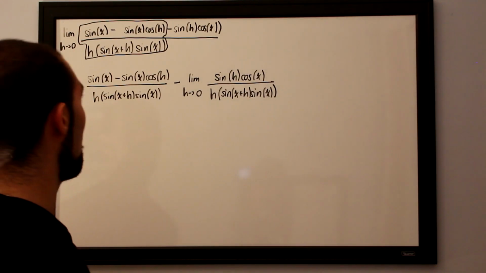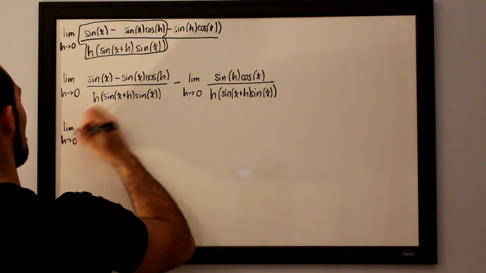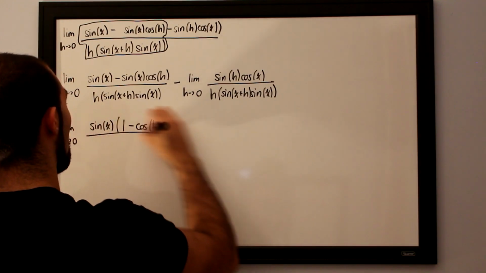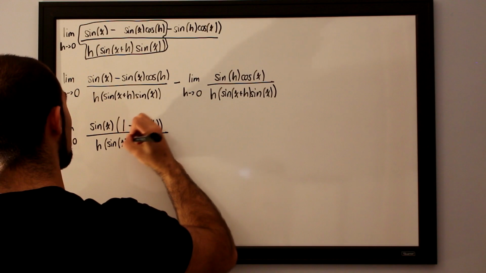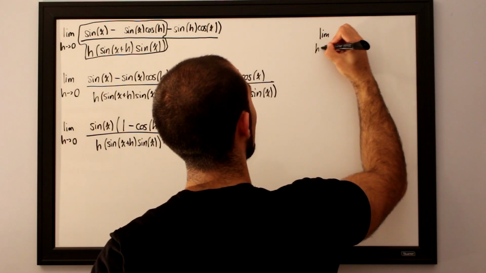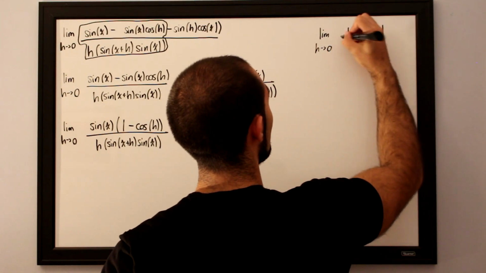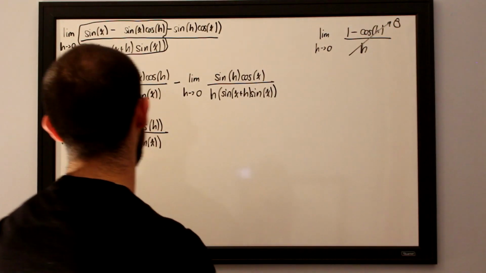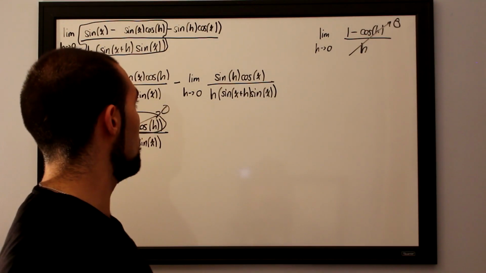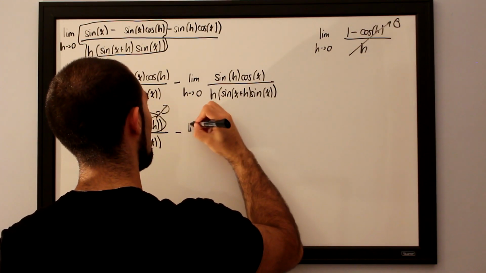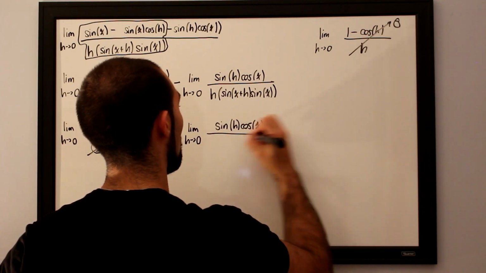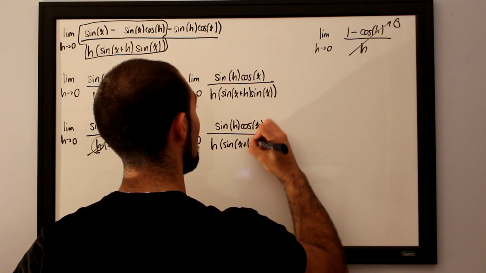So what we can do here is factor a sine of x out. So limit as h approaches 0 for sine of x multiplied by 1 minus cosine of h over h multiplied by sine of x plus h times sine of x. And we know very well by now that the limit as h approaches 0 for 1 minus cosine of h over h goes straight to 0. So here we have common factors of 1 minus cosine of h over h. That means that this entire limit will go straight to 0. So all we'll be left with is this negative limit right over here, where we'll take the limit as h approaches 0 for sine of h times cosine of x over h times sine of x plus h times sine of x.